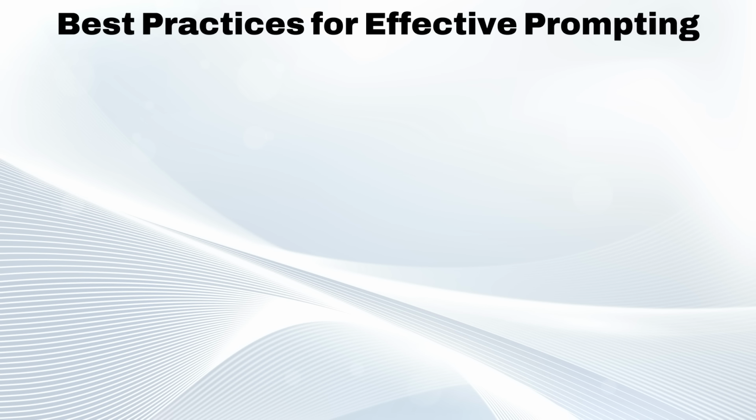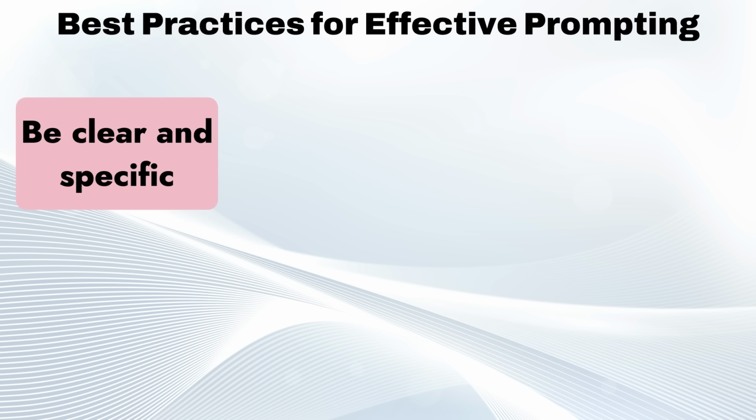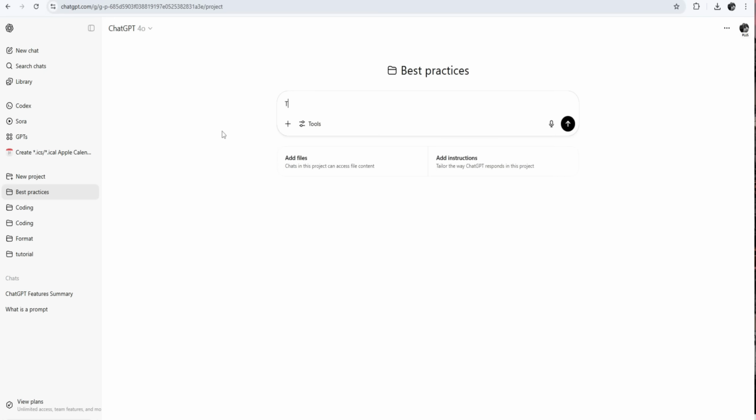Here are the 5 best practices that you should apply for effective prompting. Number 1. Be clear and specific. Take a look at this prompt. Tell me about the origins of AI.